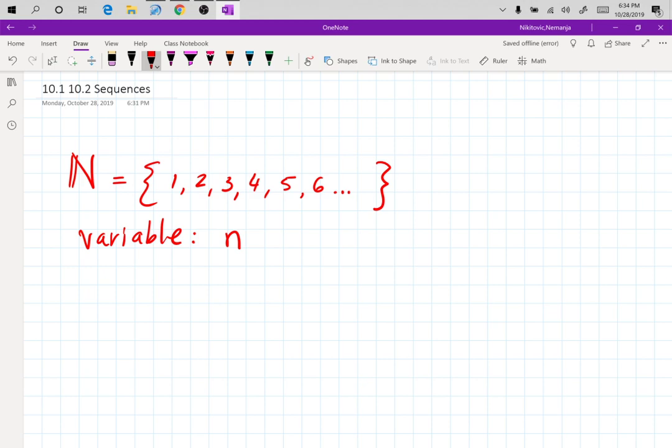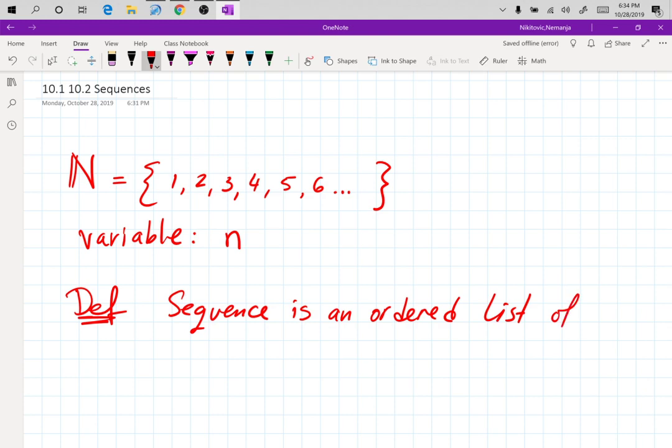And we get to define a sequence. A sequence is an ordered list of numbers. That's it. What's the key word in the whole thing? Ordered. Very good. Ordered. So a sequence is the ordered list of numbers.